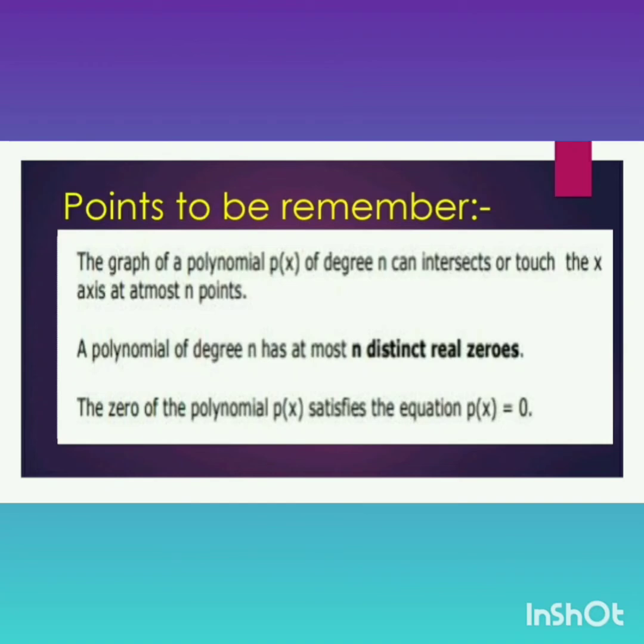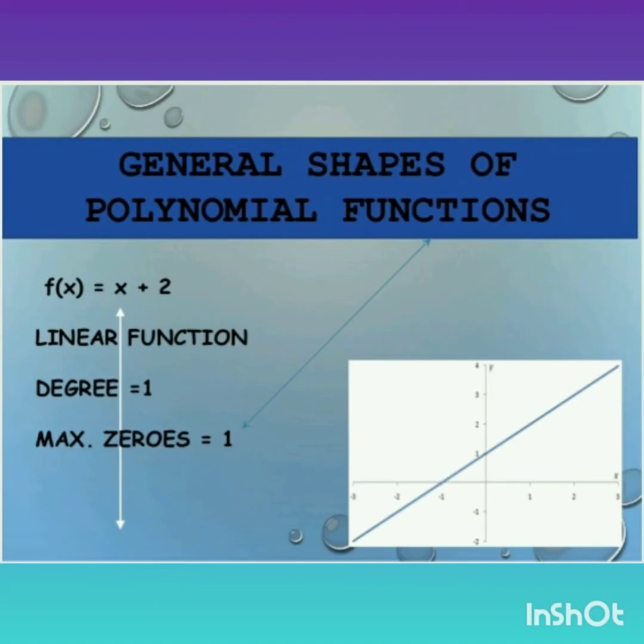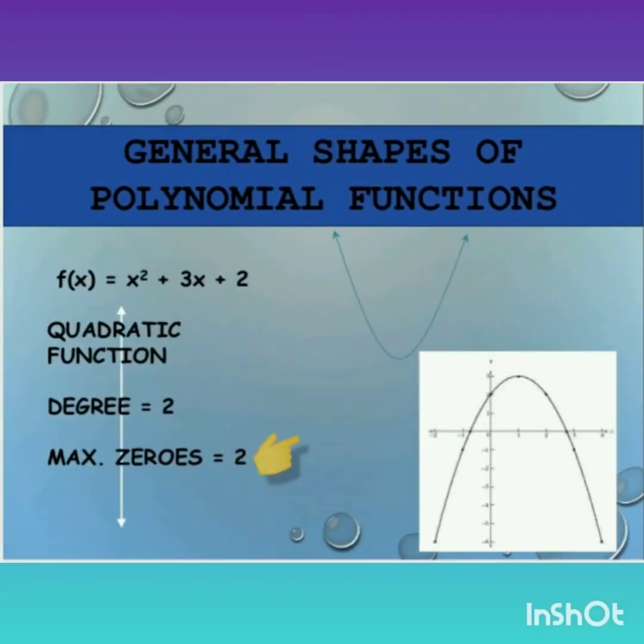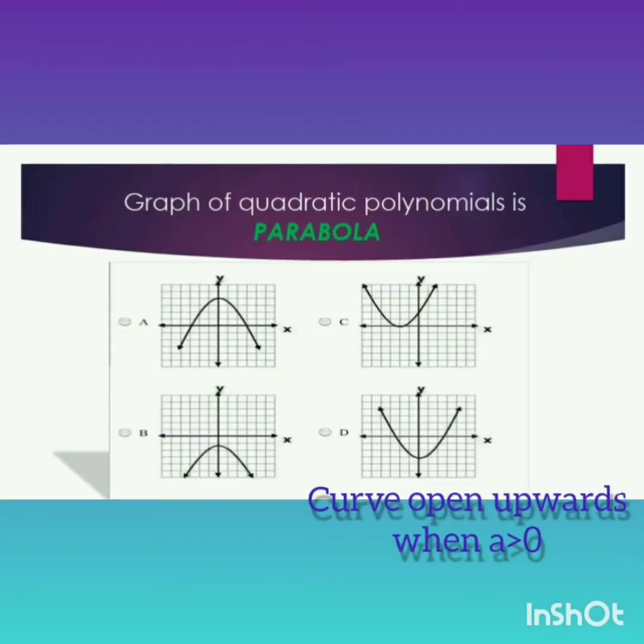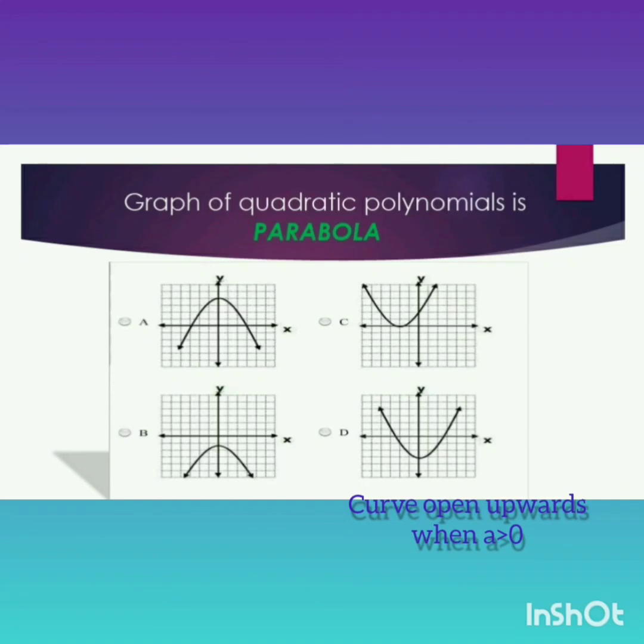Now we will see the general form of polynomial functions. The very first one is linear, whose degree is 1, maximum number of zeros 1. You can observe the graph, it's a straight line. Second is quadratic. Degree is 2, maximum zeros 2. Here you can observe this U-shaped graph. The shape of the graph is U, and this U-shaped graph we call a parabola, meaning the graph of a quadratic polynomial is known as a parabola.